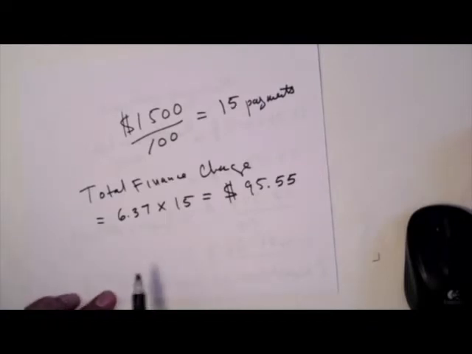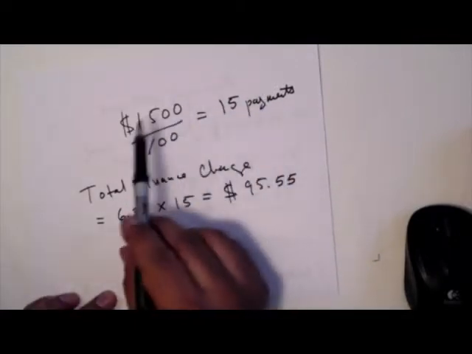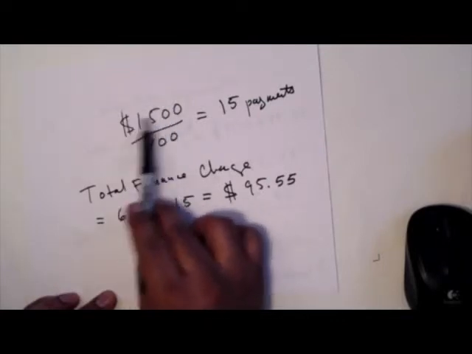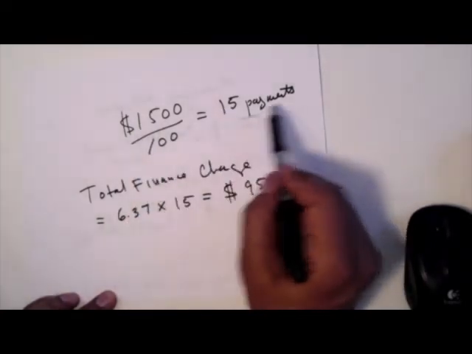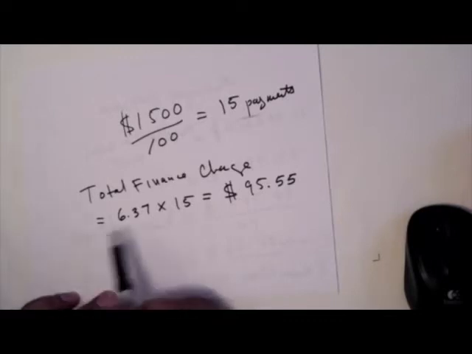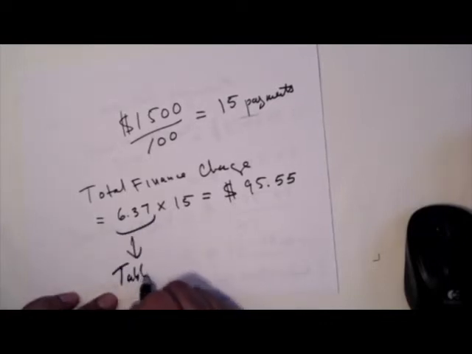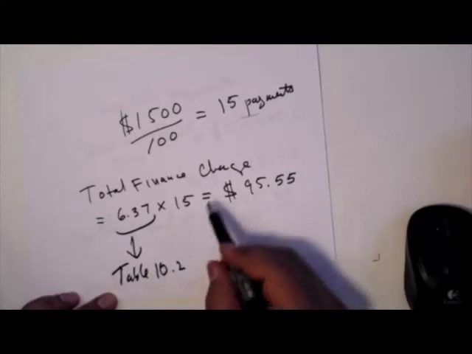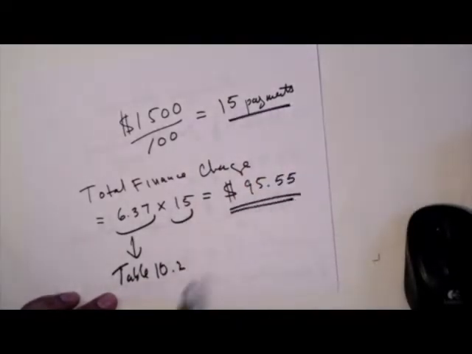The number in the table is per $100, so you divide the total amount of money that is being borrowed by 100, so you get 15 instead of 1,500. The table is given in terms of finance charge per $100. To find the total finance charge, we multiply the number from the table, then the 15. Okay, that's 15, and this is the finance charge.